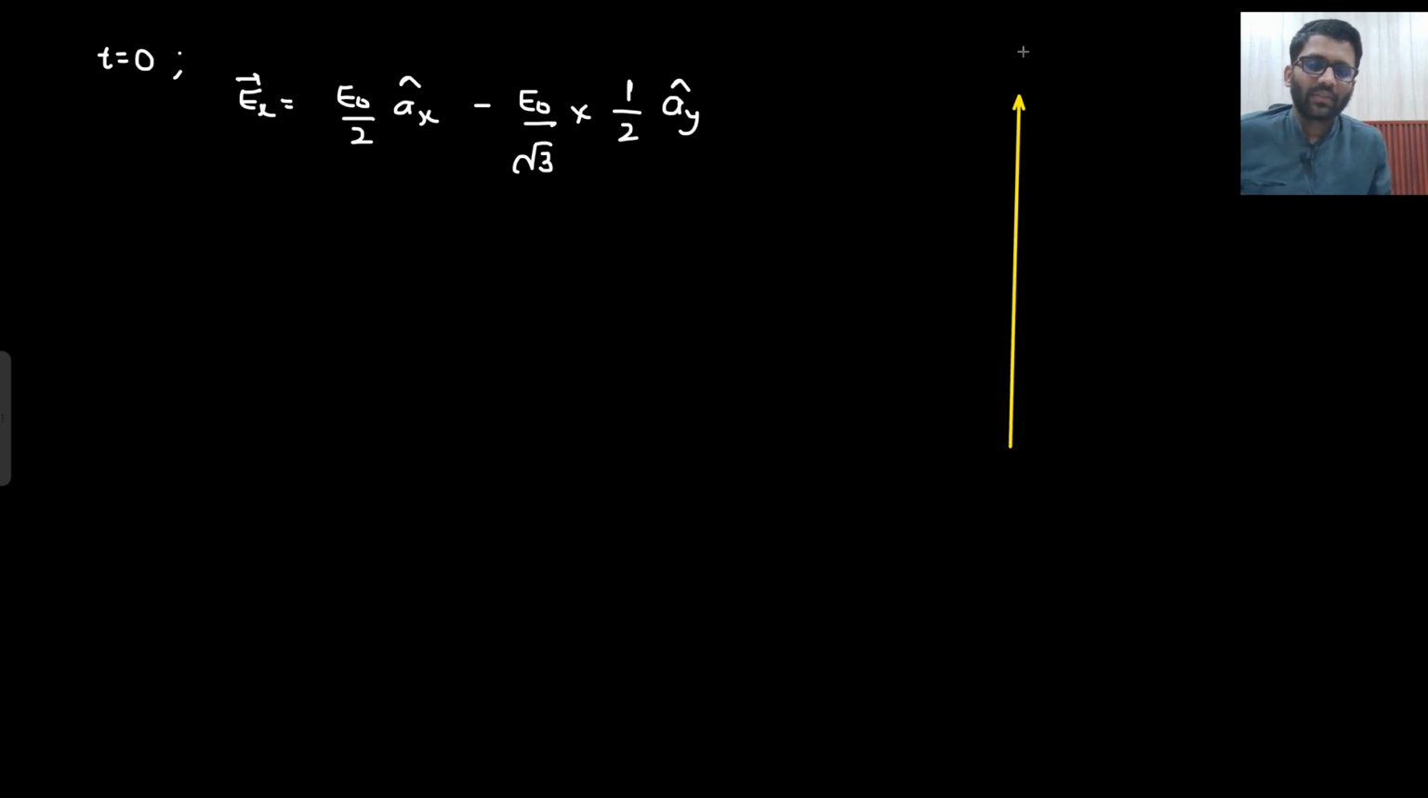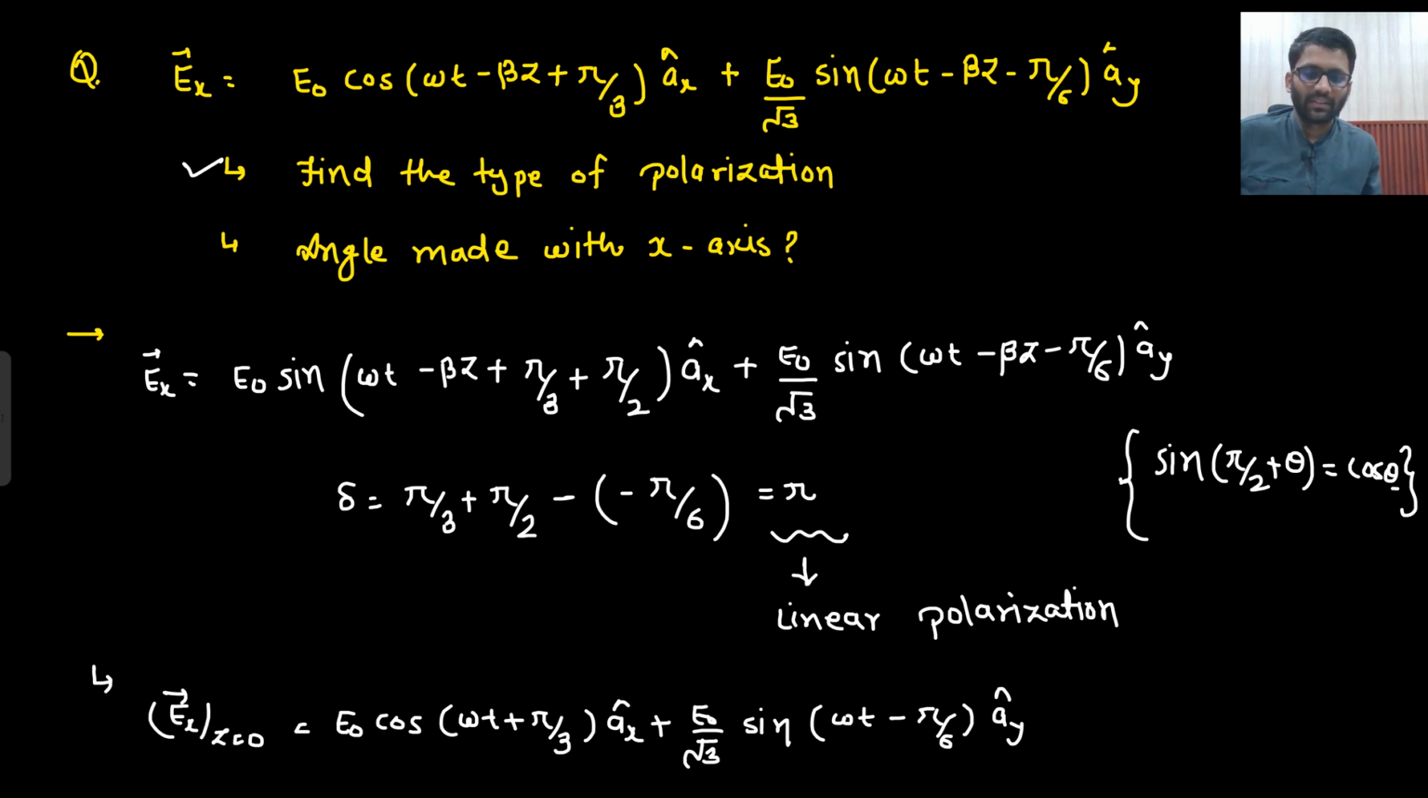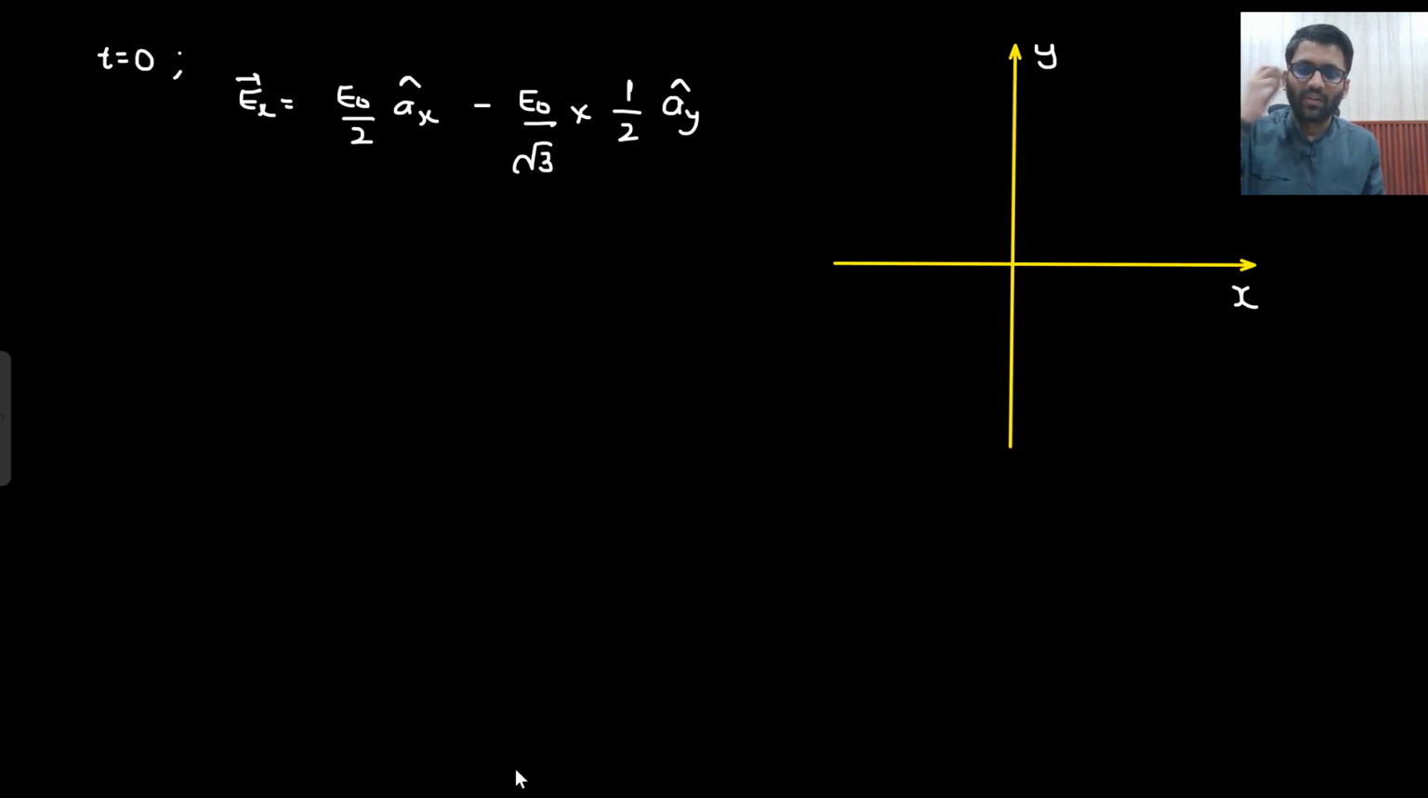So if I draw on the xy plane, they are asking me the angle made with the x axis, right? So I will take x on horizontal and y on vertical. E naught by 2 in the x direction, and E naught by 2 root 3 in the y direction.